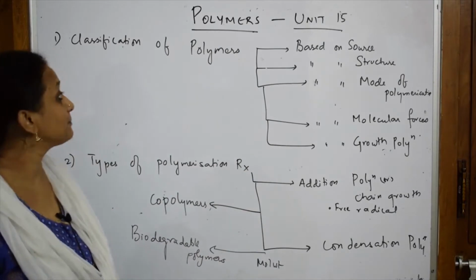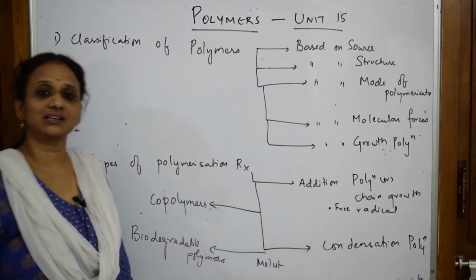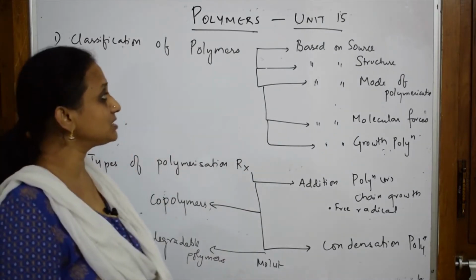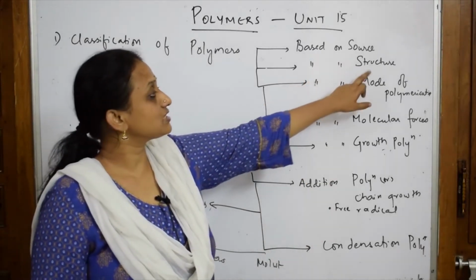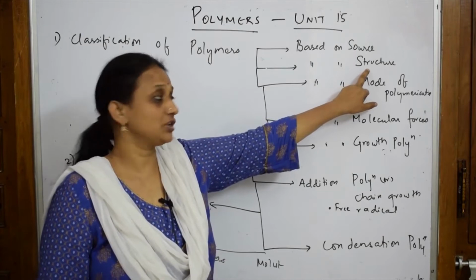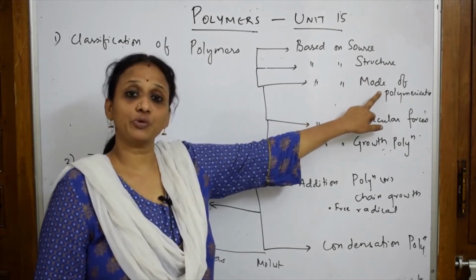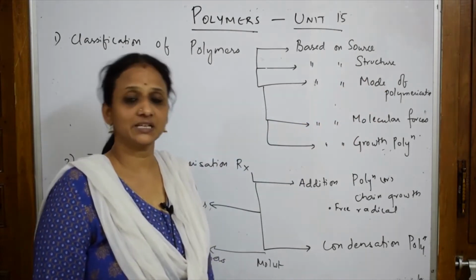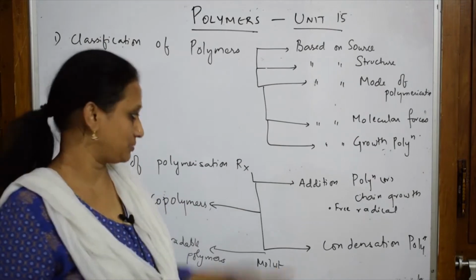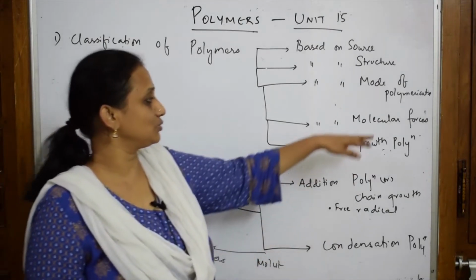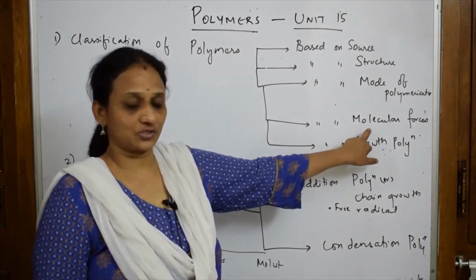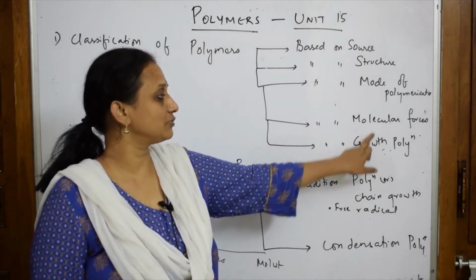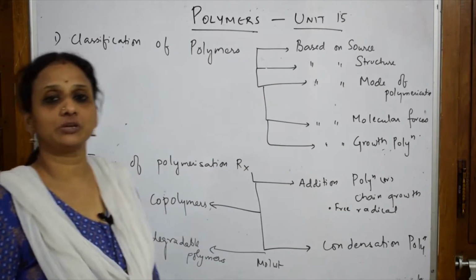Let's see the index. In polymers, we'll be studying the classification of polymers based on the source. Again, you have types in that. Classification based on structure, again with types. Based on mode of polymerization, again with types, like addition and condensation polymerization. We will do that mode, in what way it is linking. Next would be the classification based on molecular forces. Next would be growth polymerization.